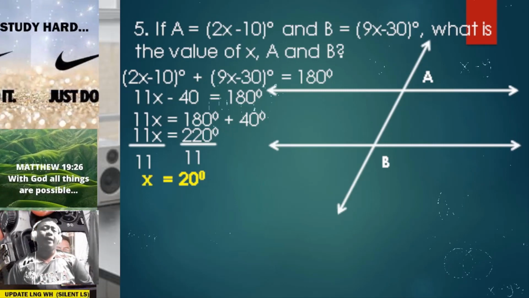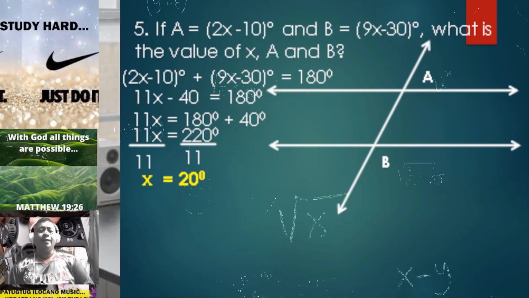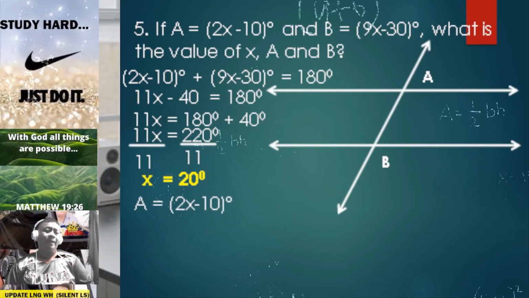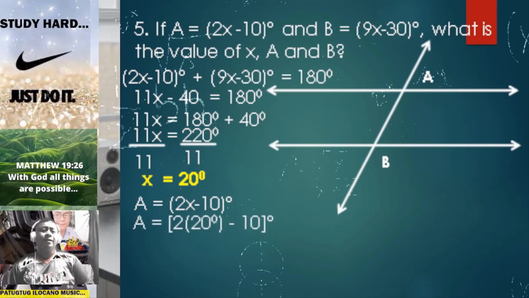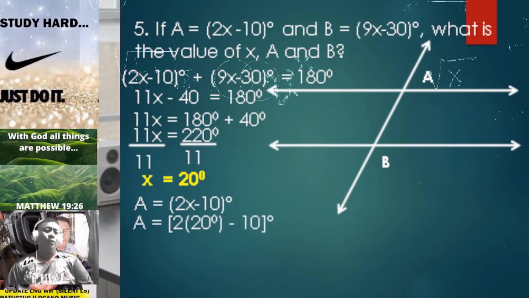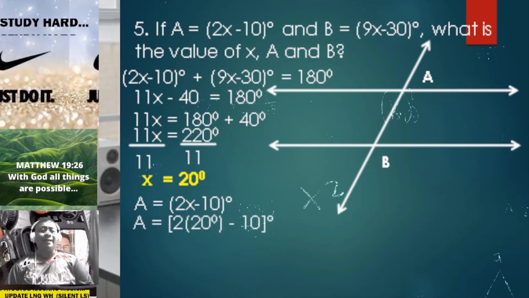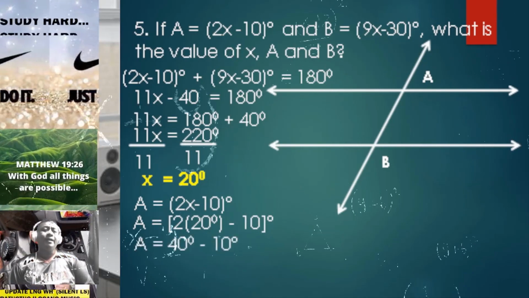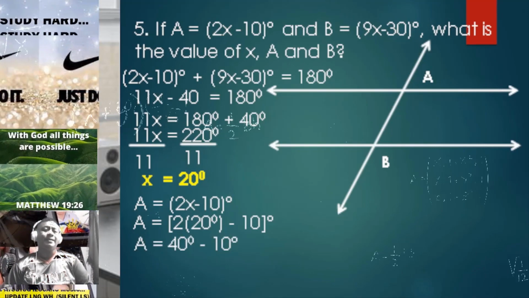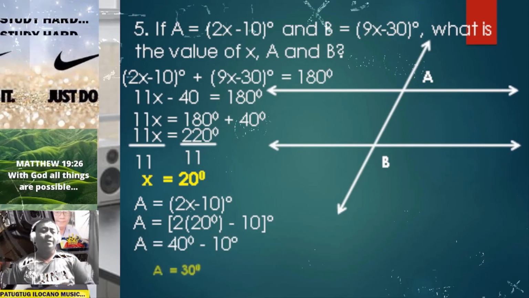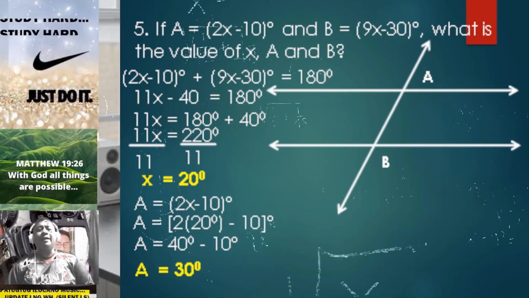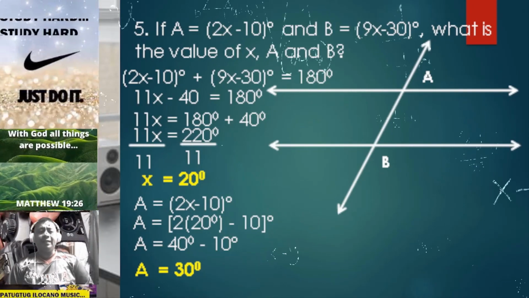Substituting the value of x to angle A, we have A is equal to 2x minus 10 quantity degrees, which is just equal to 2 times 20 degrees minus 10 degrees. Simplifying further, we have 40 degrees minus 10 degrees, which is just equal to 30 degrees. The measure of angle A is 30 degrees.